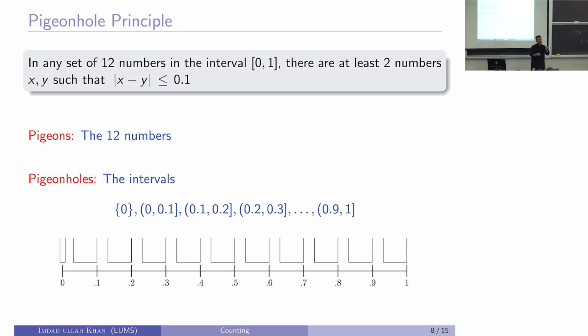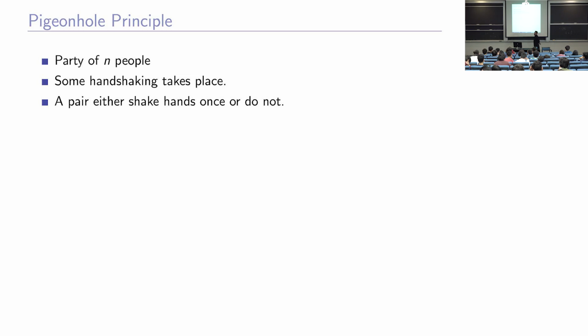If a number is between 0.3 and 0.4, I will place it in this hole, right? If a number is between 0.7 and 0.8, I'll place it in this hole, right? So there are 12 numbers and I have 11 pigeonholes. I place them, and I will get at least one pigeonhole containing more than 1 number, at least 2 numbers. And the difference between any 2 numbers within this sub-interval is going to be less than 0.1. Okay? This is a really cool thing, very, very cool thing.